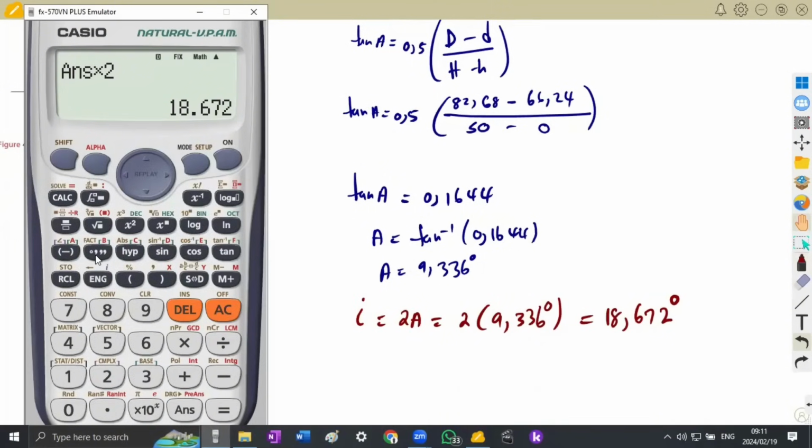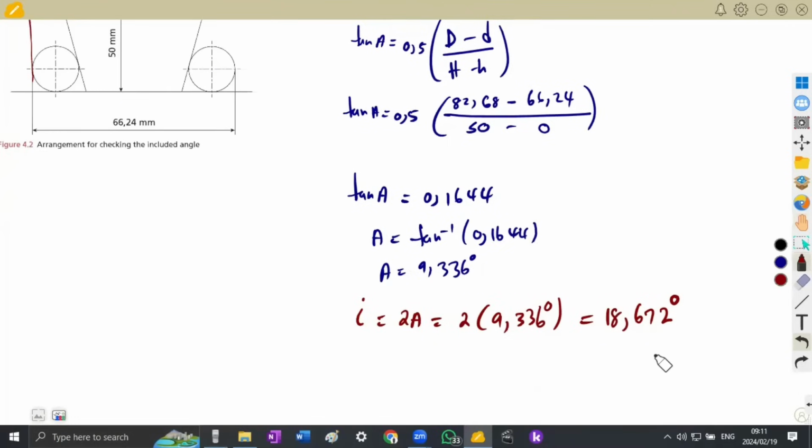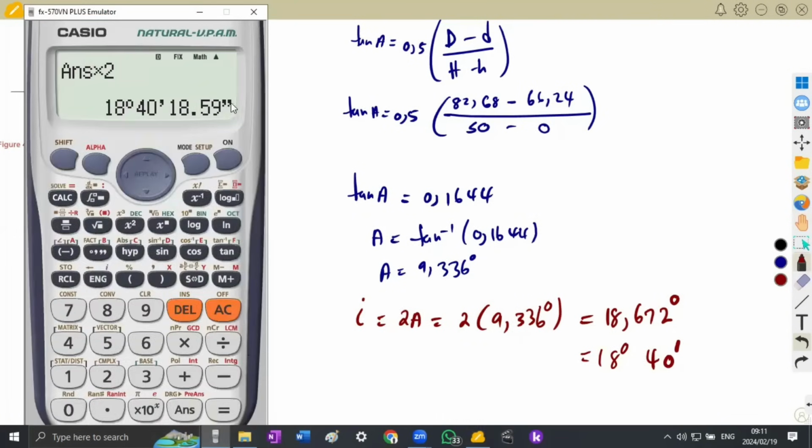So how do you do that? Just press this degrees, minutes, seconds button here. If you press this button, you get degrees, minutes, seconds. So the degrees is 18 and the minutes is 40. So this is equivalent to 18 degrees, 40 minutes. We've also got 18 seconds, which is less than 30, so it cannot change even the minutes. Just leave it like that: 18 degrees, 40 minutes.